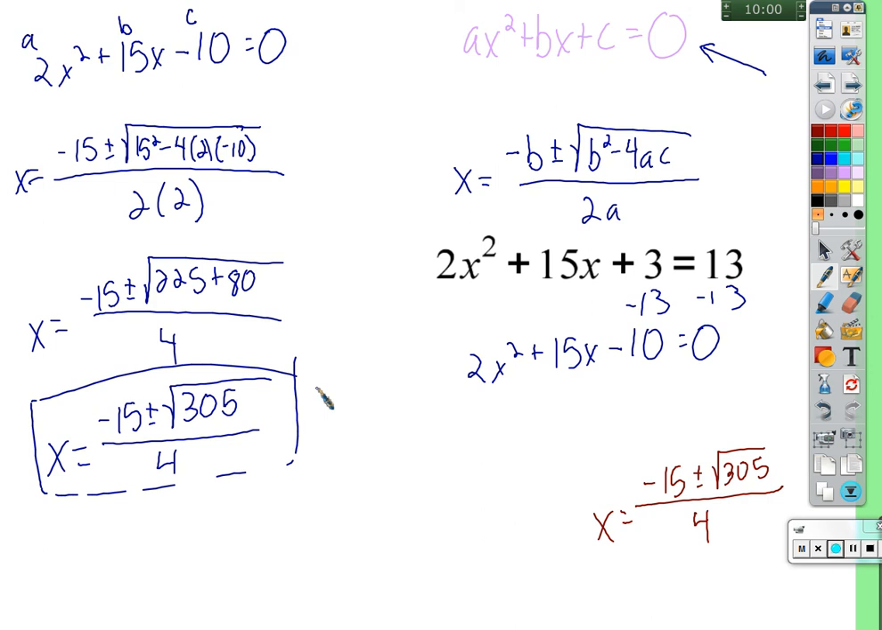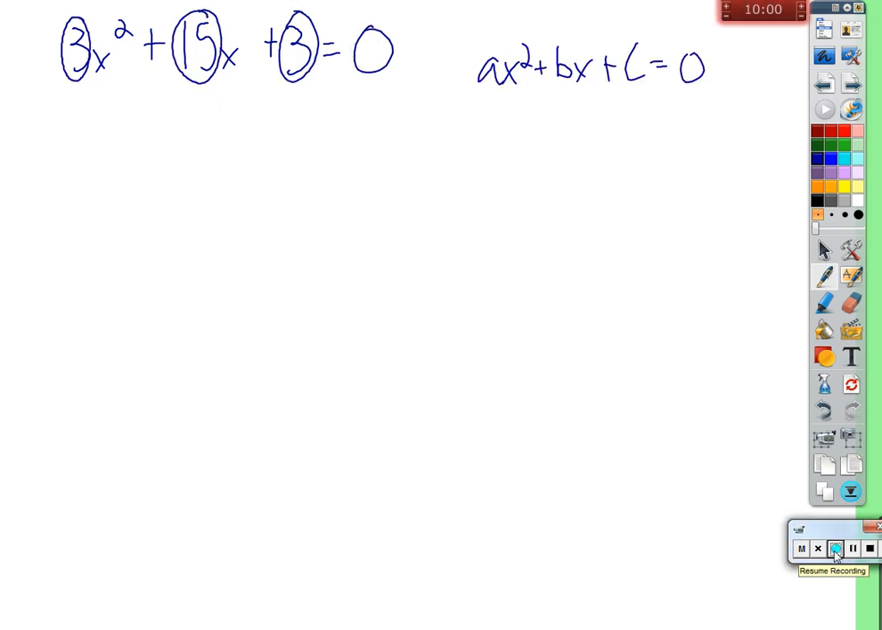I'm going to give you just one that I'm going to make up here. A squared plus 15x plus 3. Okay, so we'll just do this one together real quick. This is A, this is B.